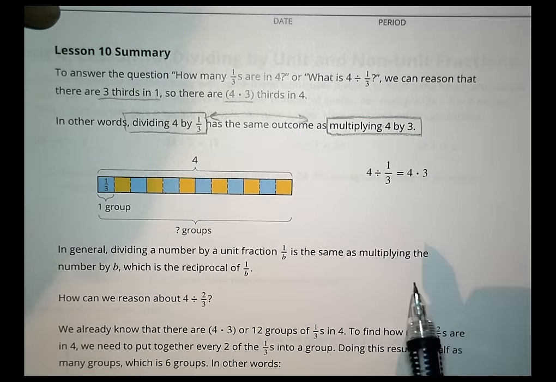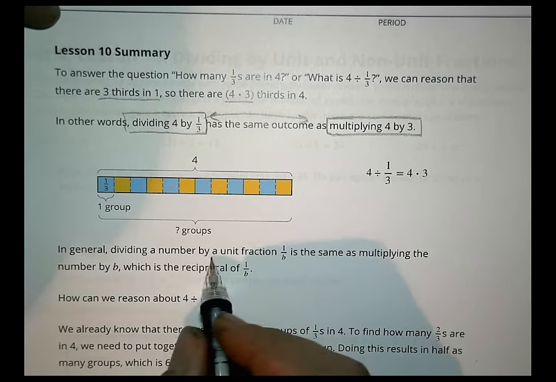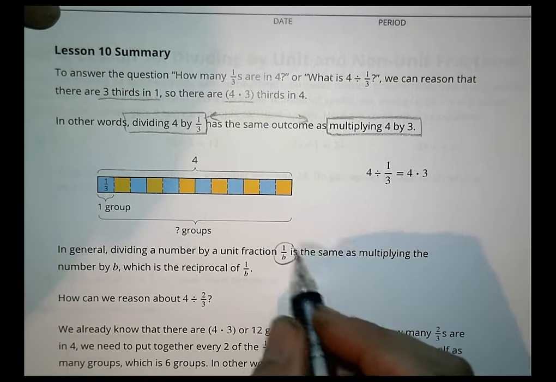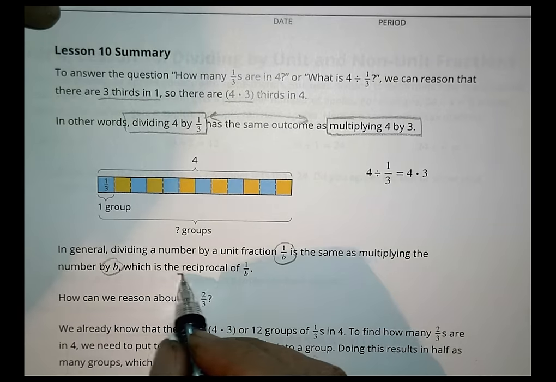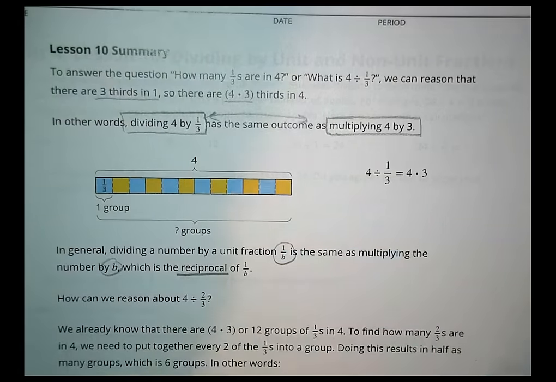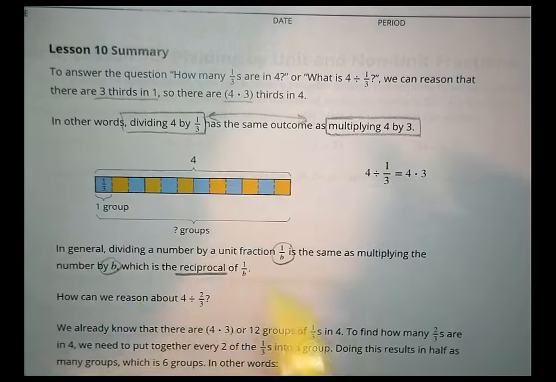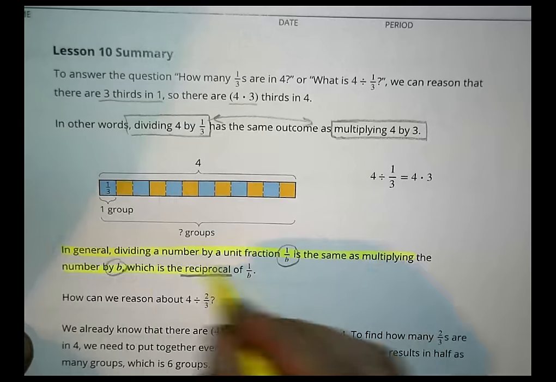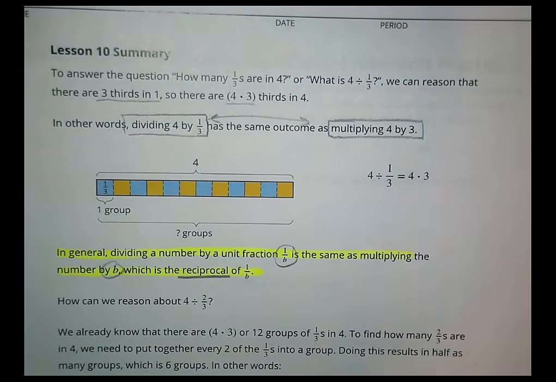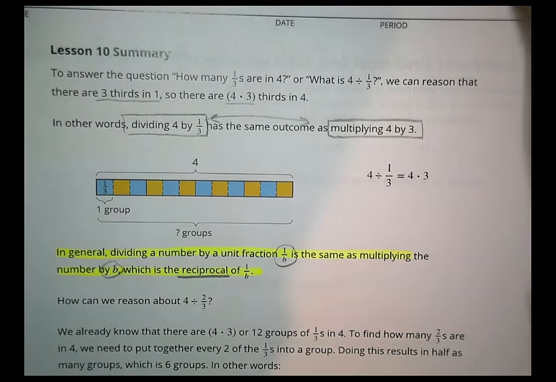In general, dividing a number by a unit fraction 1/b is the same as multiplying by b, which is the reciprocal of 1/b. And that's really our final big takeaway here, which is what you did in 5th grade a little bit, from what I'm understanding, and now we're kind of just showing it in more detail with these illustrations here. So how can we reason about 4 divided by 2/3?